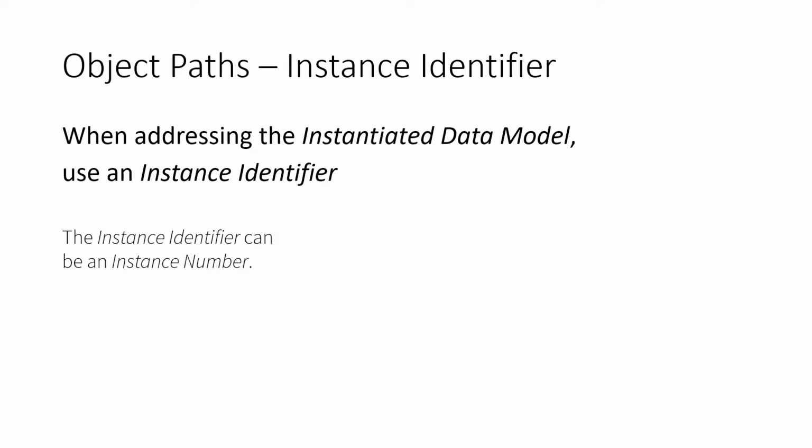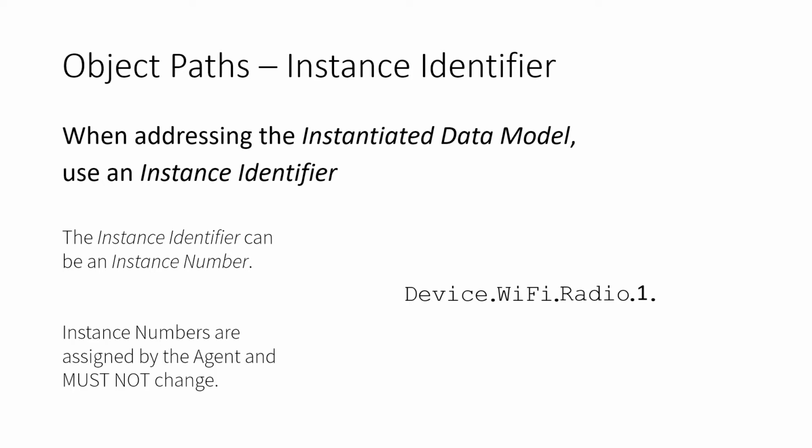The first is an instance number. An instance number is expressed in the path name as a positive integer with no additional surrounding characters. Instance numbers are assigned by the agent when an object is created and must not change until the object is removed. It's also recommended that the agent not reuse instance numbers for new objects if possible.